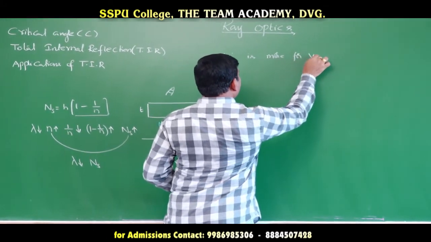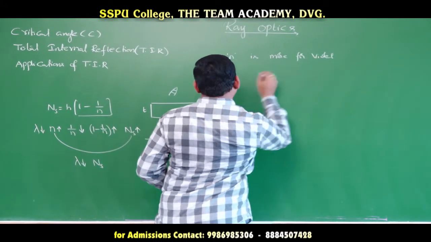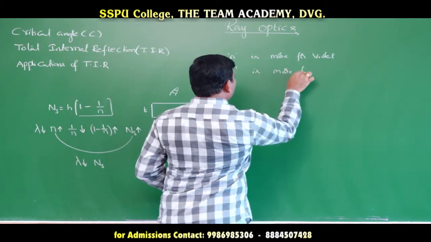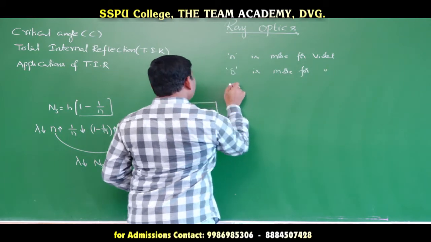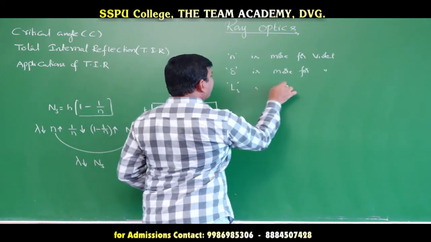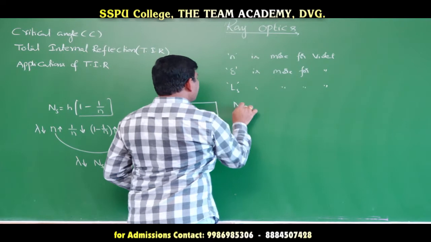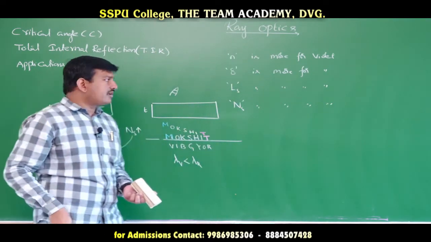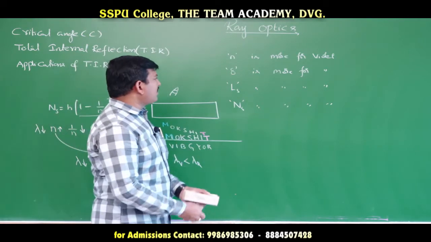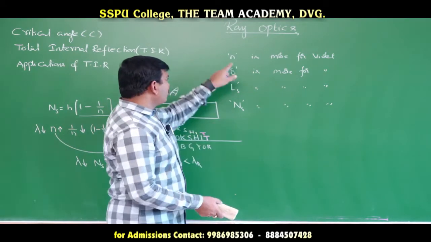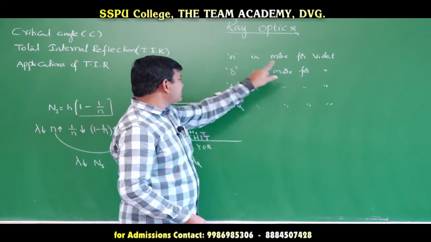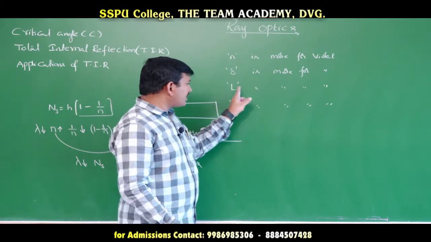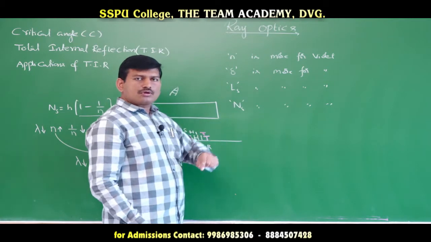Refractive index is more for violet, deviation is more for violet, lateral shift is more for violet, normal shift is more for violet. So these are the different things that are more for the violet color. So violet will have more refractive index, violet color deviates more, violet color will have more lateral shift, violet color will have more normal shift.